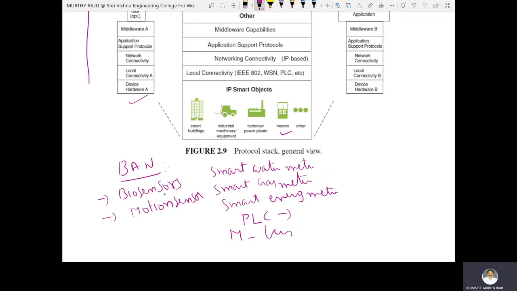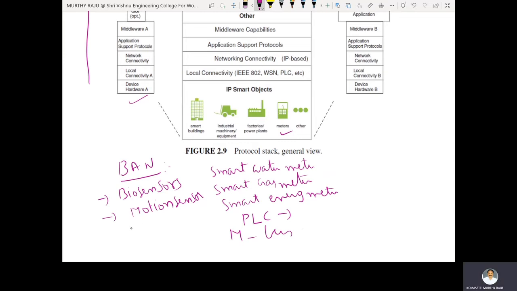Biosensors are used for monitoring blood pressure, heart rate, glucose level in the blood, and pulse rate. These parameters are monitored by using biosensors. Motion sensors are used to indicate the current position of the patient: standing, sitting, falling, running, walking, and so on.